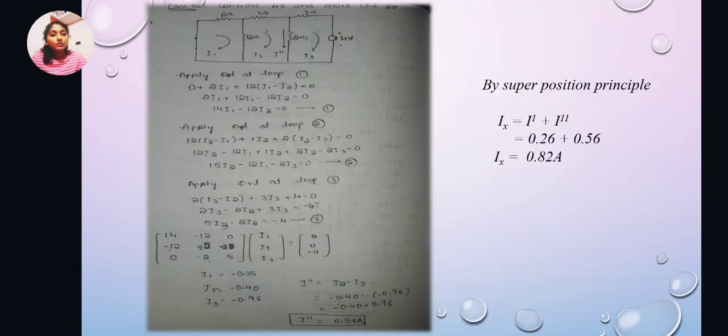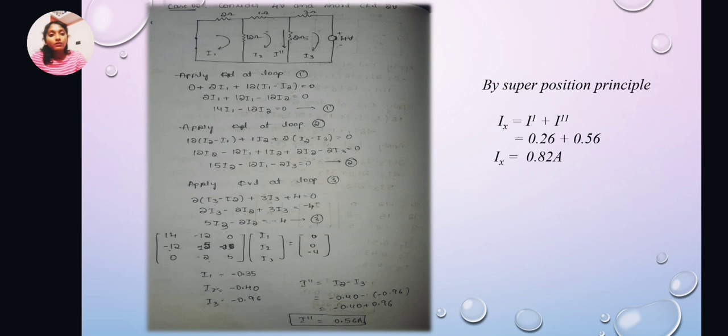The next will be case 2. Here we have to consider the 4 volts and make the 2 volts a short circuit, that is equal to 0. After this, we apply KVL to all three loops. The first is loop 1, that is 0 plus 2 I1 plus 12 into I1 minus I2 equals 0. So 2 I1 plus 12 I1 minus 12 I2 is equal to 0, that is 14 I1 minus 12 I2 is equal to 0, that is equation 1.